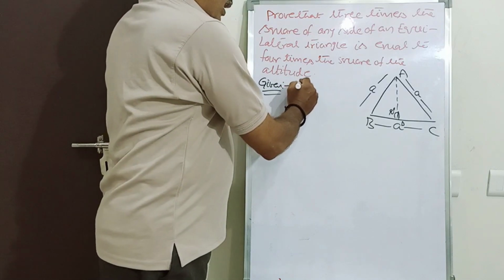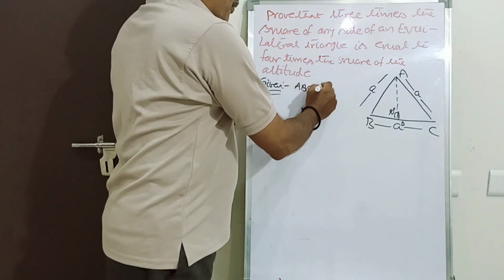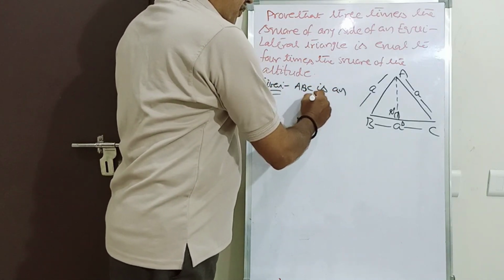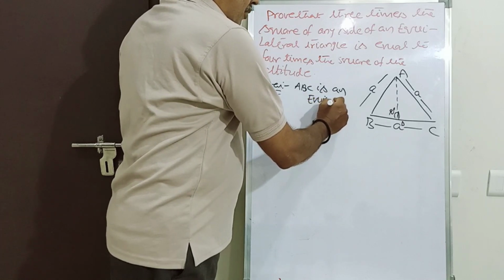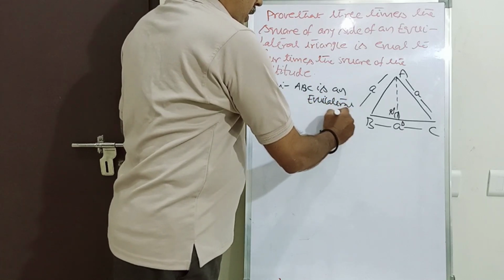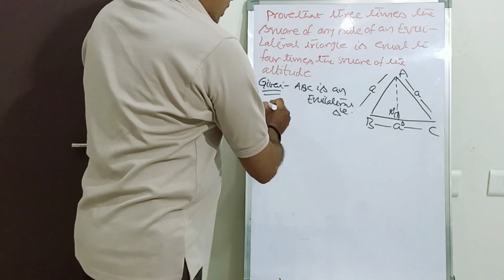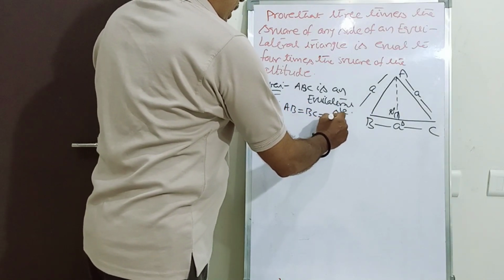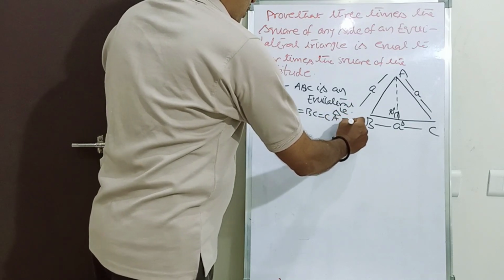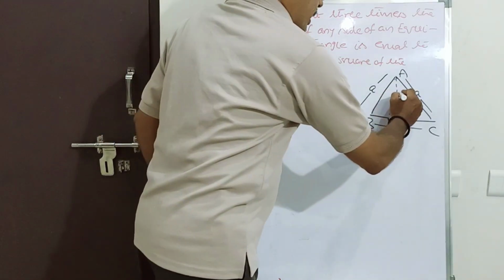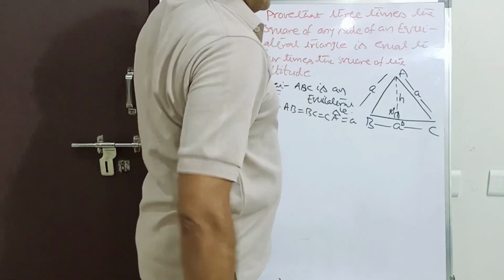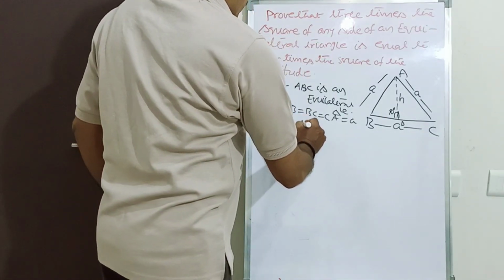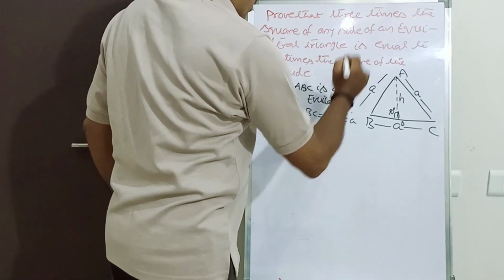Given: ABC is an equilateral triangle. Therefore, AB is equal to BC is equal to CA is equal to small a. Let the altitude or height be denoted by small h. Therefore, AD is equal to small h.